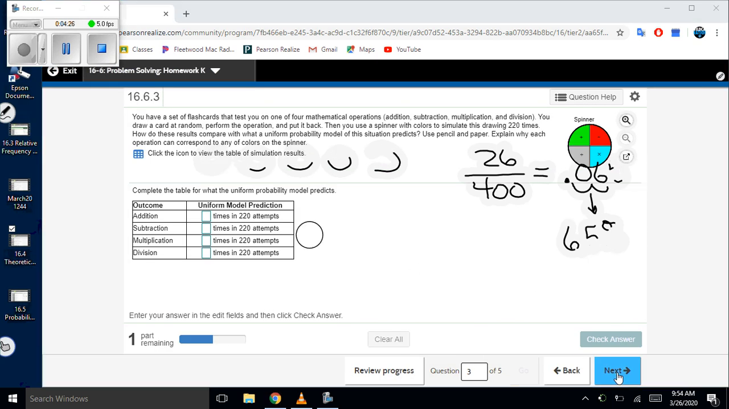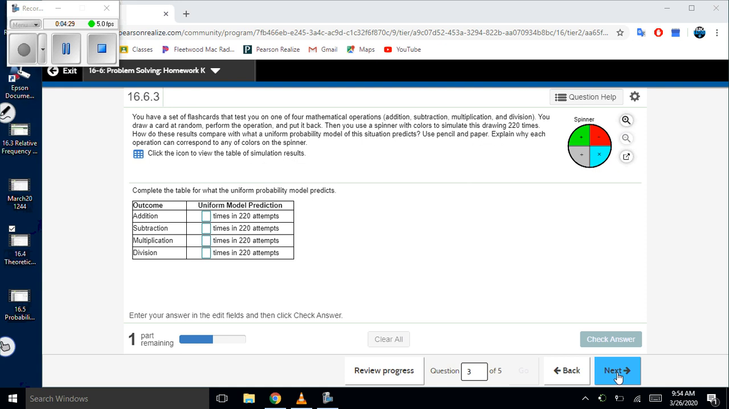On problem number 3, you see a spinner again. You have a set of flashcards that you test, one of 4 mathematical operations. You draw each card at random, perform the operation, put it back. You then are going to use the spinner with colors to simulate this drawing 220 times. So 220 times, if I take 220 and I divide it by 4, because we have 4 equal sections, I believe we should be at 55. Yep, 55 is what my calculator says. So that means it should happen 55 times in my 220 attempts.